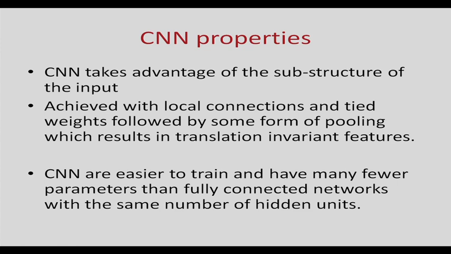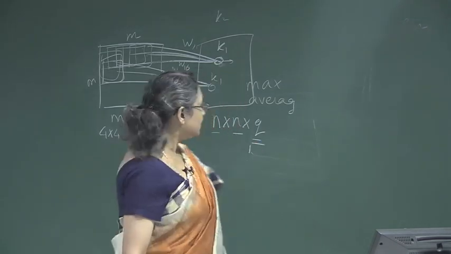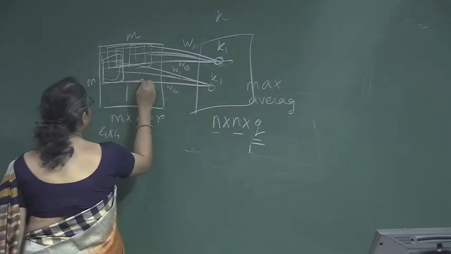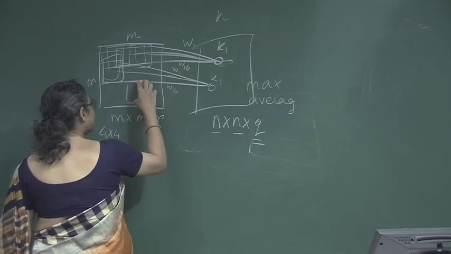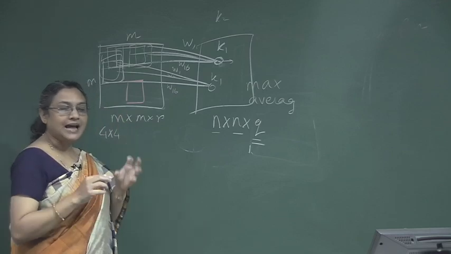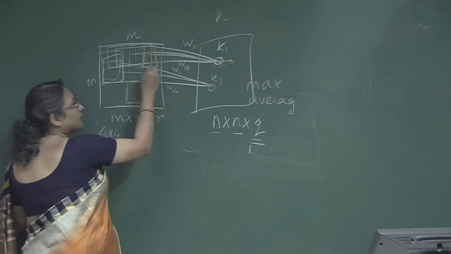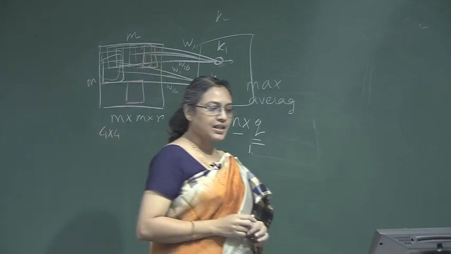So, let us look at some properties of convolutional neural networks. The convolutional neural network takes advantage of the substructure of the input, which is achieved with local connections and weights. Locally, the convolution is over a local rectangle. It looks at some feature in a local region, and it tries to find the same feature in different regions, and this is achieved by tying the weights, by using the same weights for this rectangle as well as this rectangle.